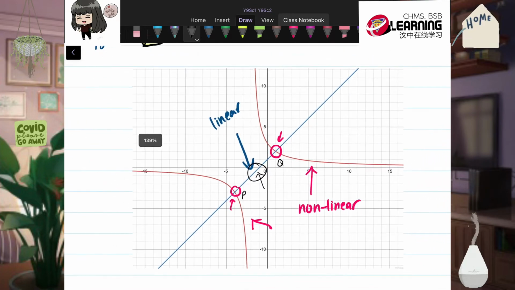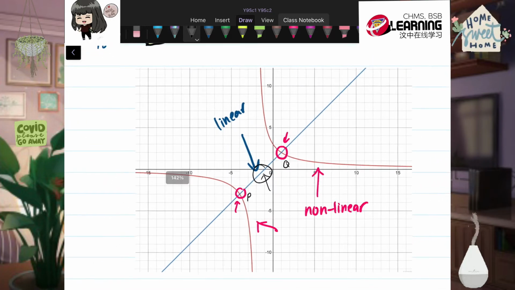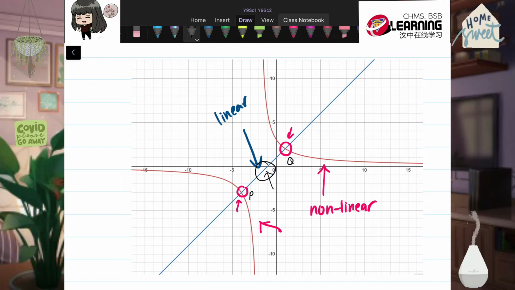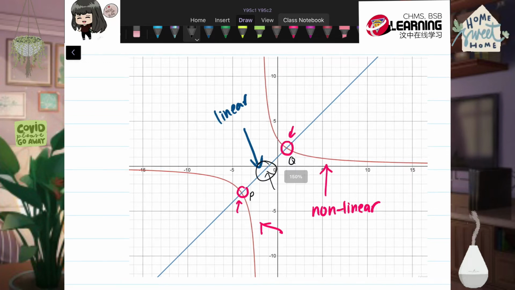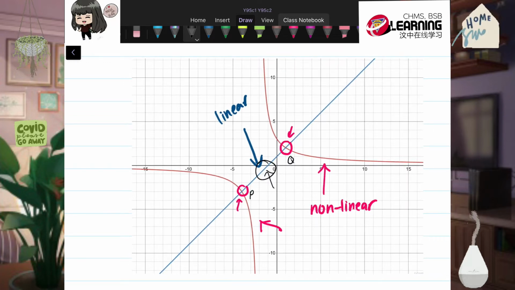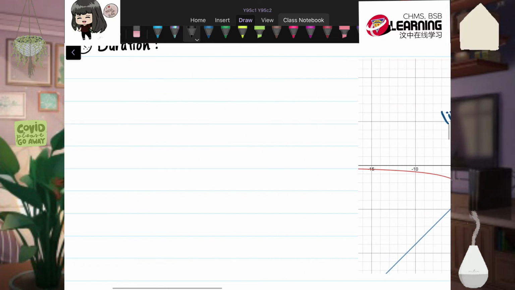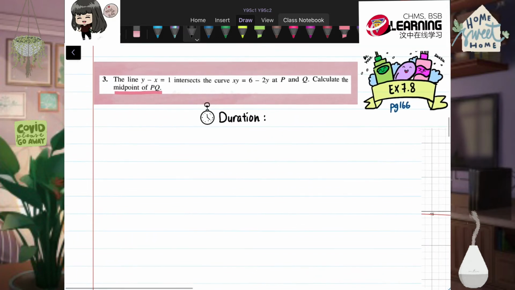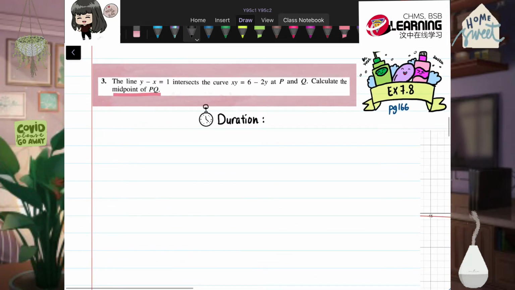But we are doing this without a graph. This is just for you to visualize how the graph looks like. It's not necessary for you to know how to draw the graph, because you don't need to draw the graph, right? So now I'm doing this question together with you first.